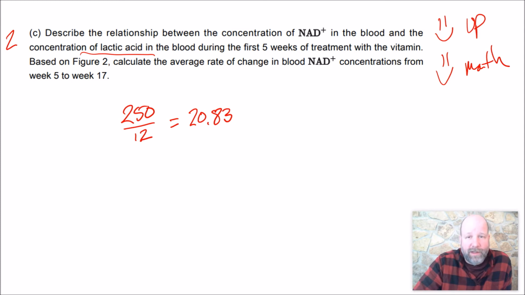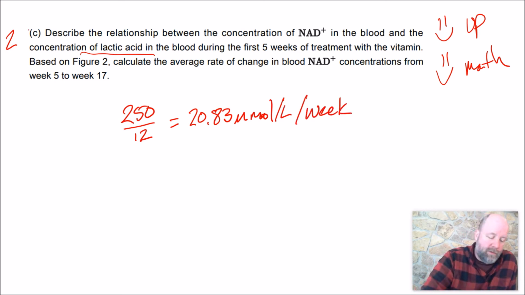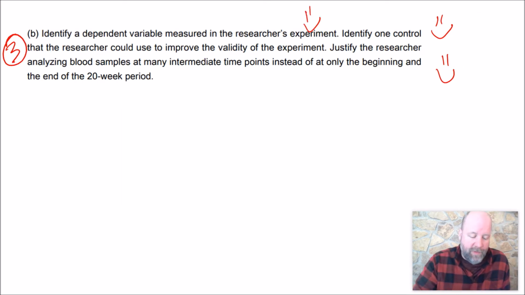I would say something like from week 5 to week 17, the NAD plus concentration in the blood went down by about 21 micromoles per liter, because that's what it is on the graph. Micromoles per liter per week. Okay, so those 2 points are done. So part A and C, we're done with that.